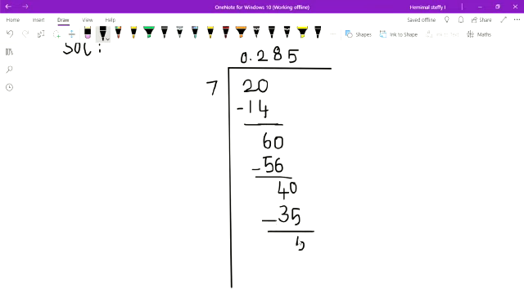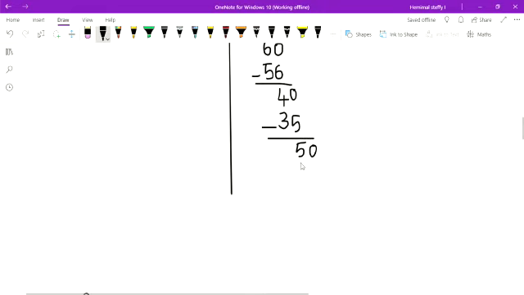Again I will add 0 with this number, 50 came. How many times? Yes, 7 sevens are 49. So 49, I write the 49 here. 50 minus 49, I change the sign. 50 minus 49, I get the answer 1.